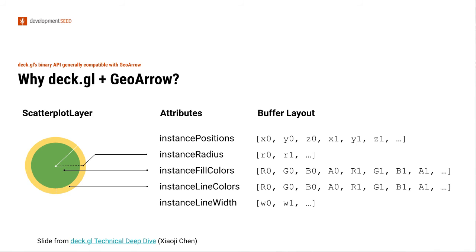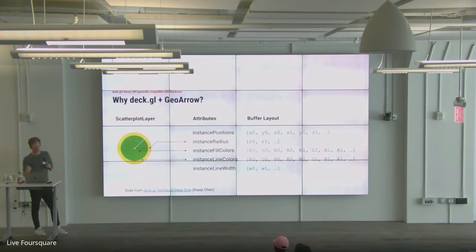And then why does deck.gl have so much potential with GeoArrow? Because deck.gl has an existing binary API that you should use whenever you want the best performance out of deck.gl. And it happens that deck.gl's binary API uses a columnar format already. Here, for example, taking a slide from one of Xiaoji's presentations, you can look at the instance positions attribute, which says where all of the points in the layer should be located. If you want to render 100,000 points, you have a single buffer that has 200,000 values for a 2D point array. And so it happens that GeoArrow's binary columnar format aligns very well with what deck.gl already supports in its binary API.